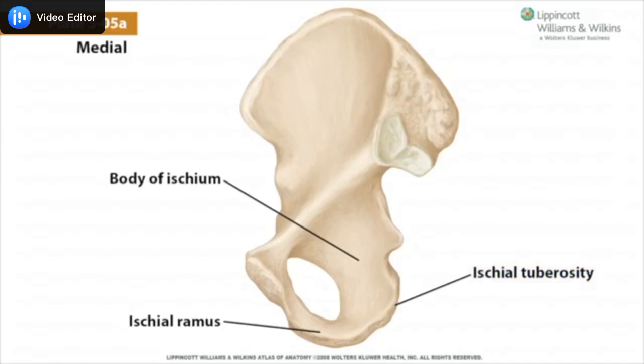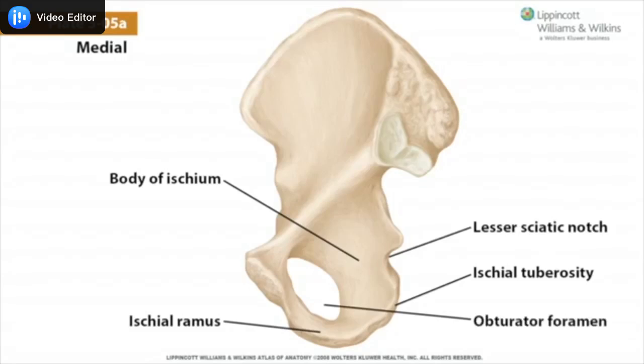Between the ischial spine and the ischial tuberosity is the lesser sciatic notch. The body and ramus of the ischium surround a portion of the obturator foramen. The remainder is surrounded by the pubis.